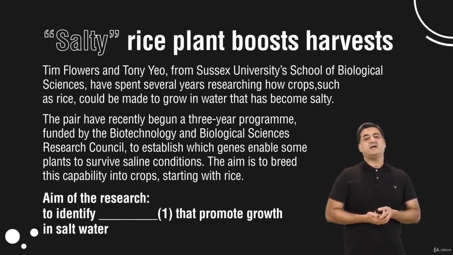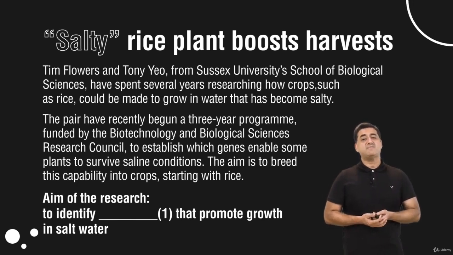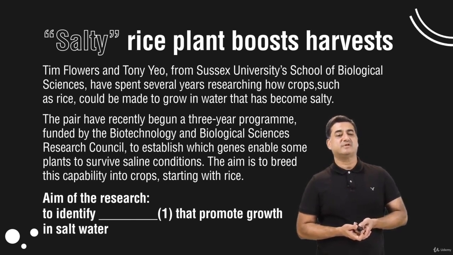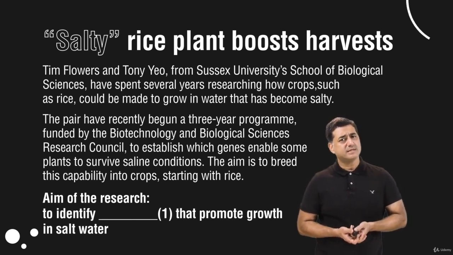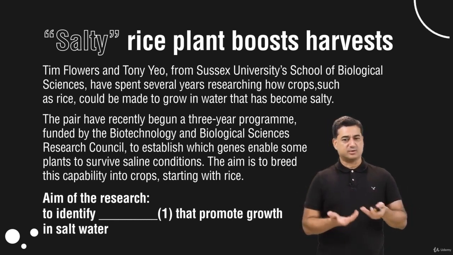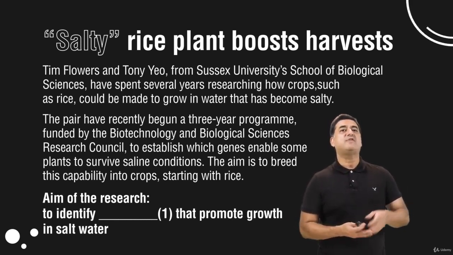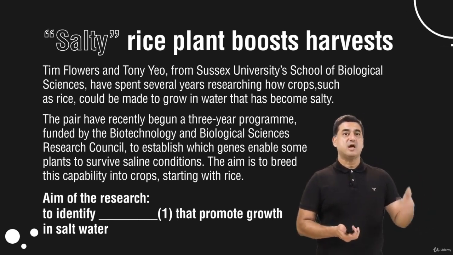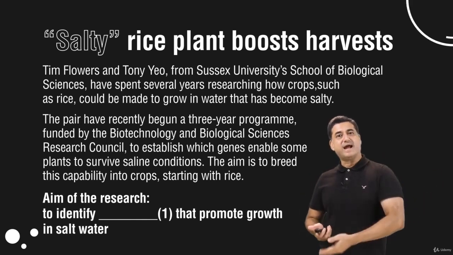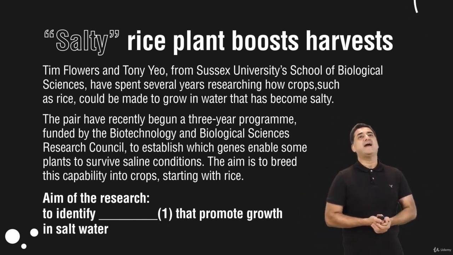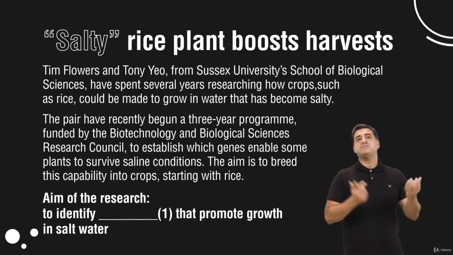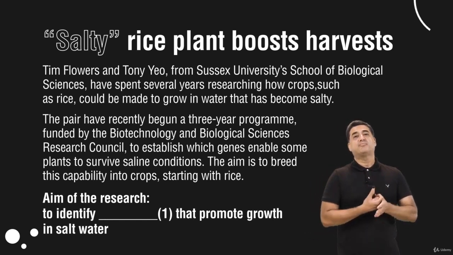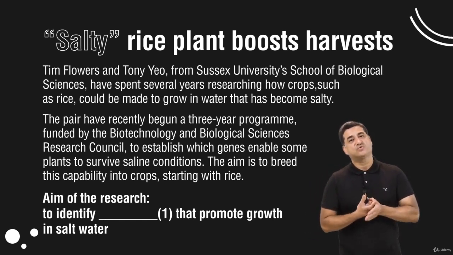Now the aim is already given in the last sentence. The aim is to breed this capability into crops starting with rice. This capability? What is this capability? There is no mention of this capability. So it means we have to read before this also to find out which capability they are talking about. But before we do that, let us look at the sentence also. It says to identify. What is the aim of the research? The aim of the research is to identify dash that promote growth in salt water.